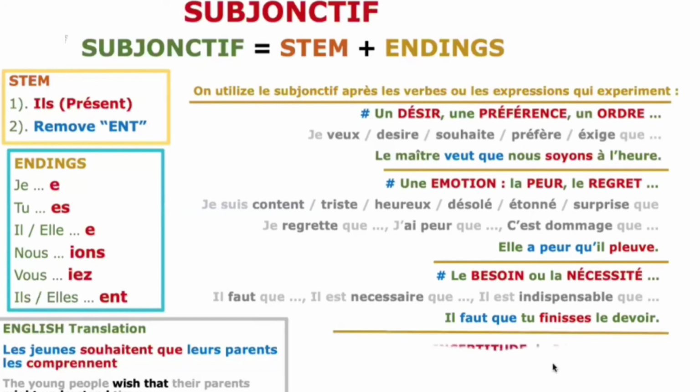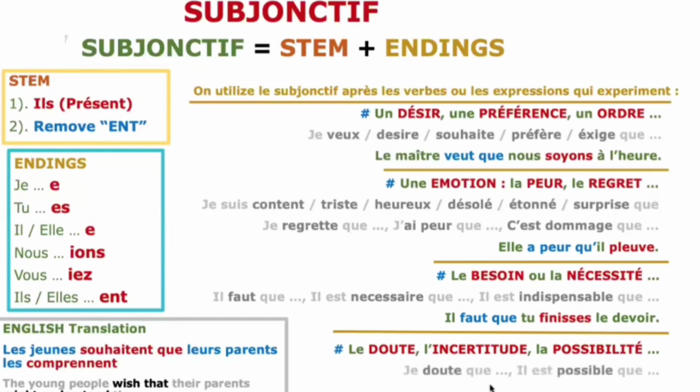Last one. Whenever you find an expression that talks about doubt, uncertainty, possibility. For example, je doute que, I doubt that; il est possible que, it is possible that. After this expression, any verb present there should be in subjunctive. Je doute que mes voisins viennent. I doubt my neighbors will come. Okay, so I hope you understand how to get the subjunctive tense. Thank you.